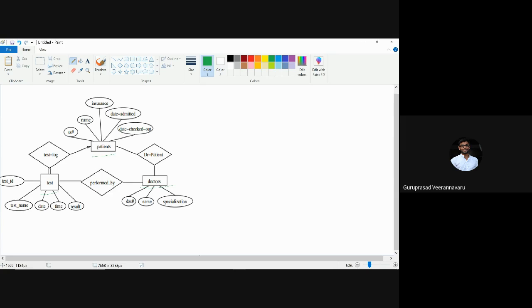So if I was to convert this into a table, how will we do it? First, who are the entities here? There are three entities. Patient is one, then you have a doctor, and then you have a test. So patient will have patient ID.